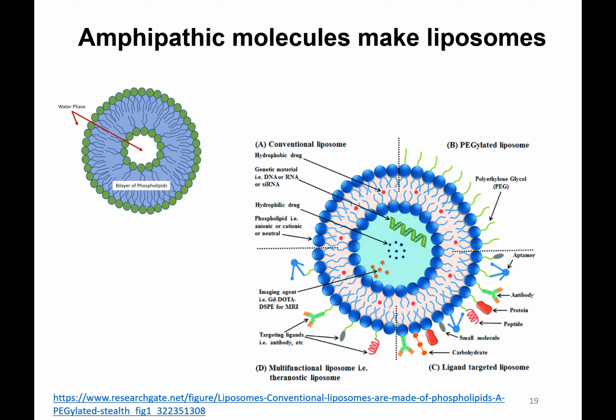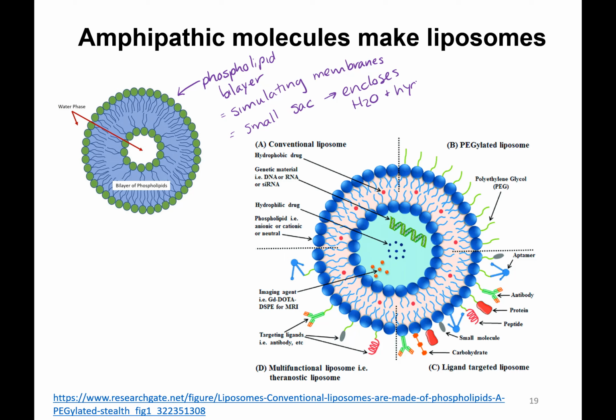Amphipathic molecules also make something called liposomes. Liposomes, you can see, is a phospholipid bilayer. And they're really great at simulating a membrane. So we can make artificial membranes out of liposomes. What they really are is a small sac that encloses water and hydrophilic molecules.